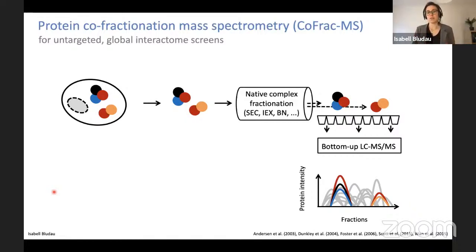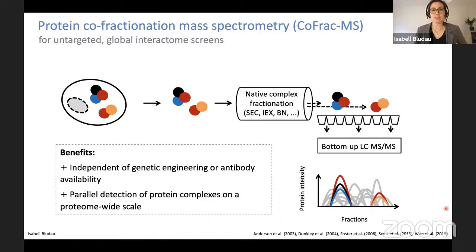The common theme is that you biochemically fractionate the complexes according to some biochemical property, and then you sample a number of fractions across the separation dimension. Each of these sampled fractions is then analyzed separately by bottom-up mass spectrometry, and then what you get are these nice protein intensity chromatograms, where you can see the proteins eluting along the fractionation dimension, and proteins that form a stable complex will nicely co-elute together, as you can see for these two toy complexes here.